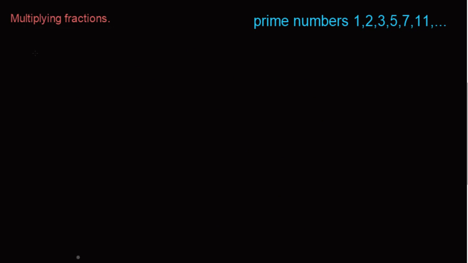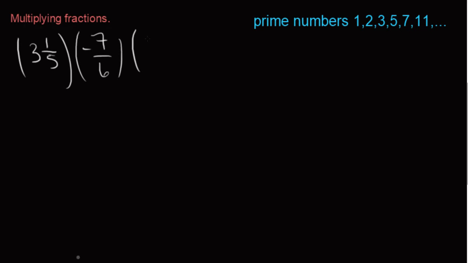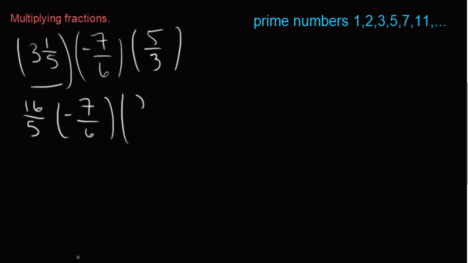So let's look at another example. I have 3 1/5 times a negative 7/6 times 5/3. We have to change this into an improper fraction before we can multiply. So that's 5 times 3 plus 1. 16 over 5 times negative 7 over 6 times 5/3. I want to simplify this first.